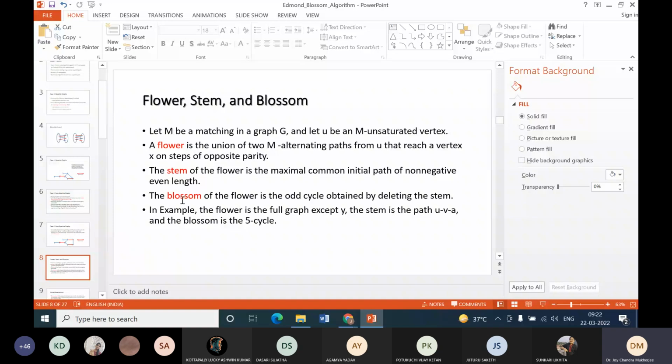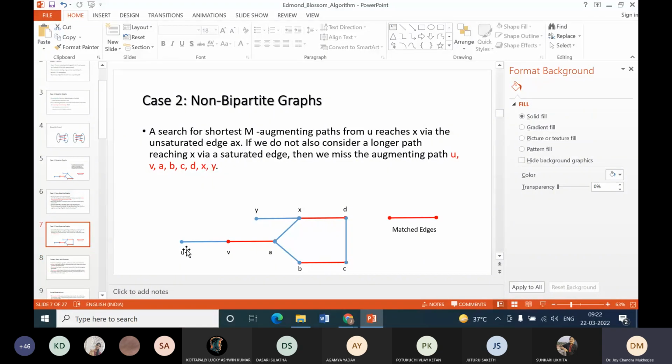So, what is flower? Flower is this part: U, V, A, B, C, D, X. ये part Y and Y vertex and this H को छोड़ के बाकी जो चीज है that is the flower. Okay. Stem is this even length U to A. This path is called stem, and A, X, D, C, B, A. This is called a flower. Okay. So flower is nothing but an odd cycle.